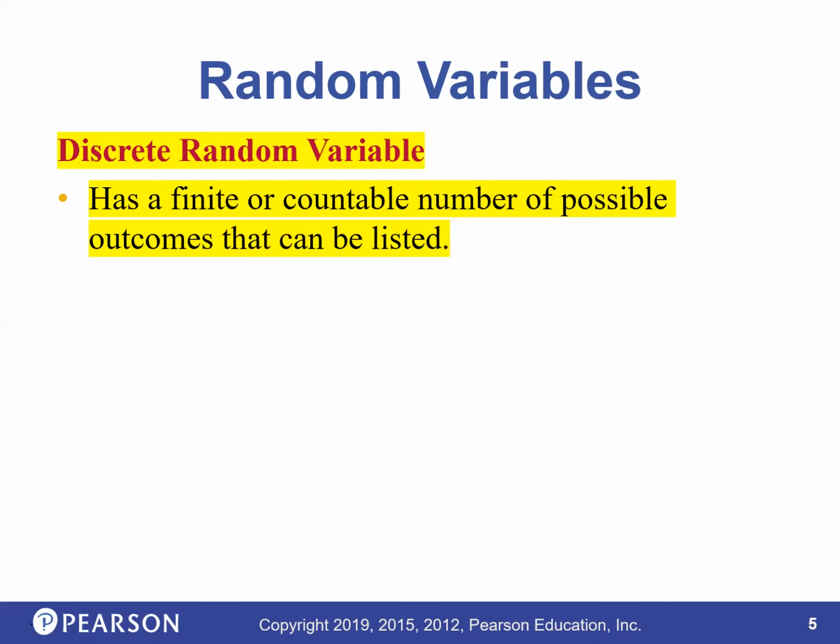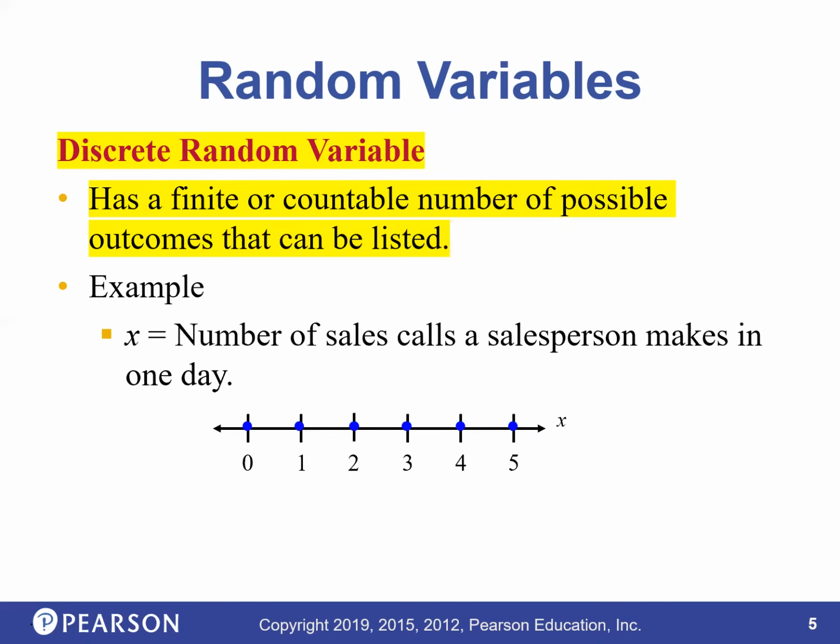As you're writing down the definition, let me give you the example. There it is: the number of sales calls that a salesperson made in one single day. Notice he can't make 2.5 phone calls, right? That does not make sense. He's either going to pick up the phone and dial, or he's not. So this becomes a discrete random variable.